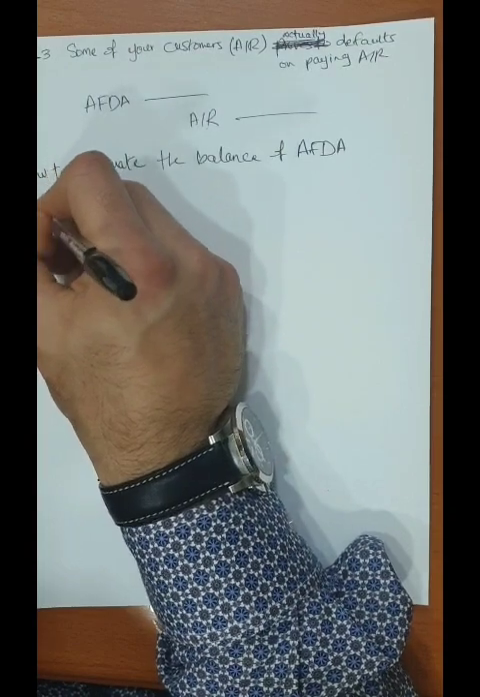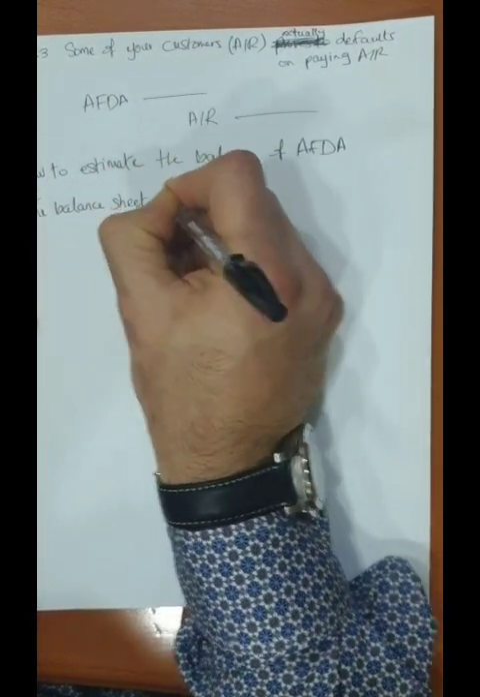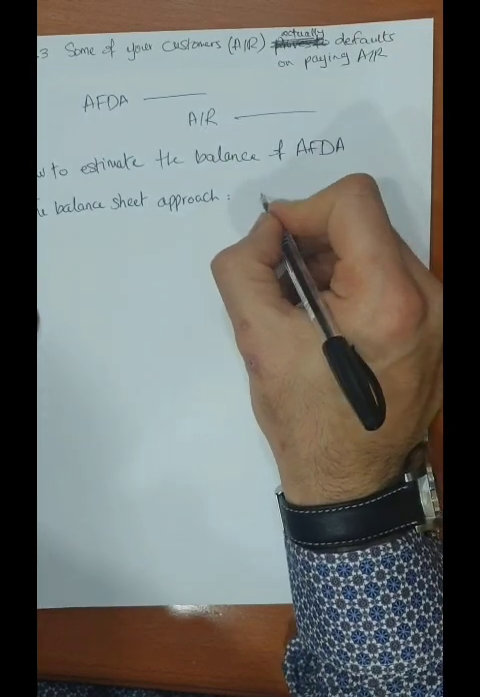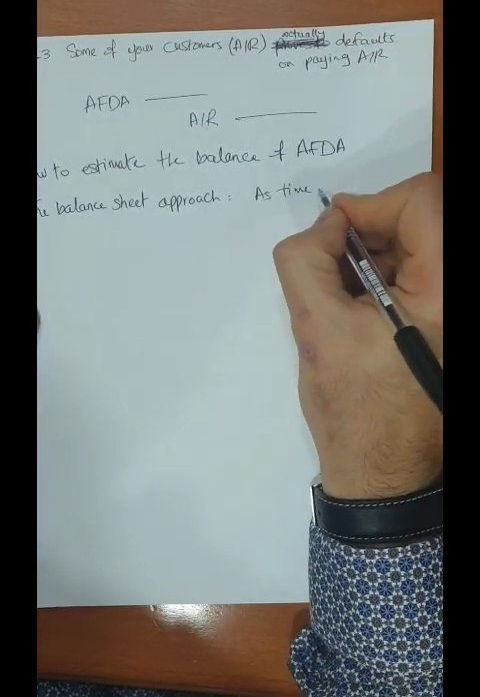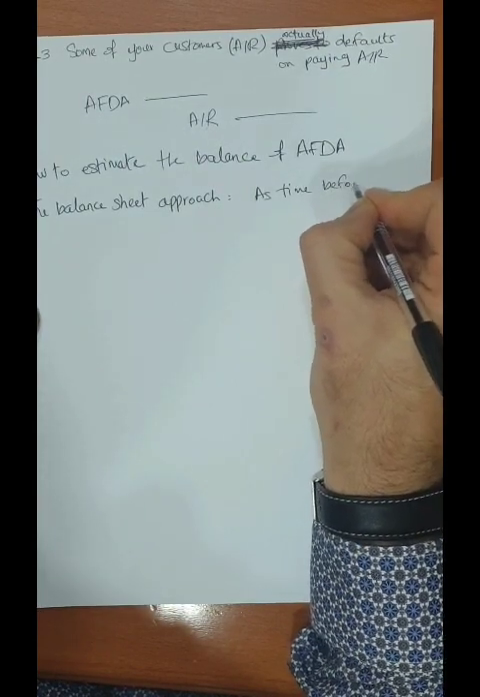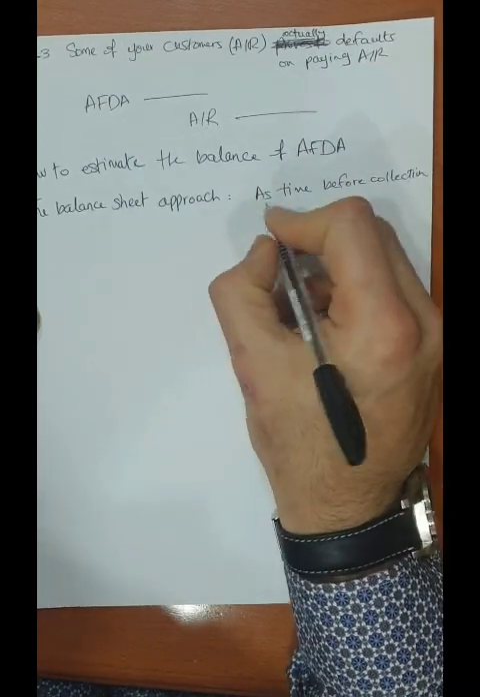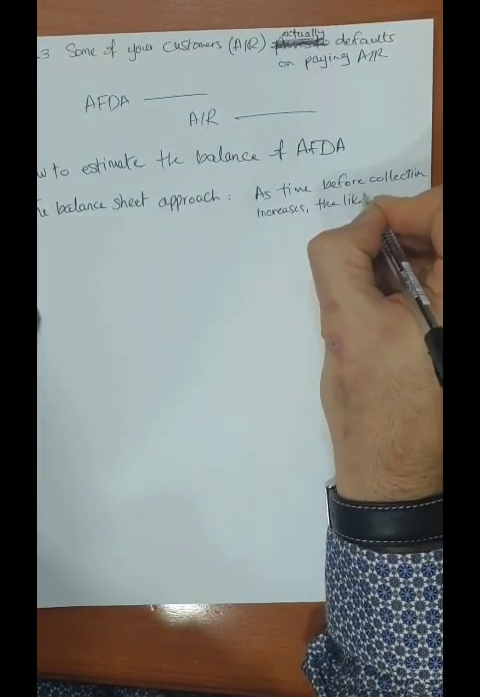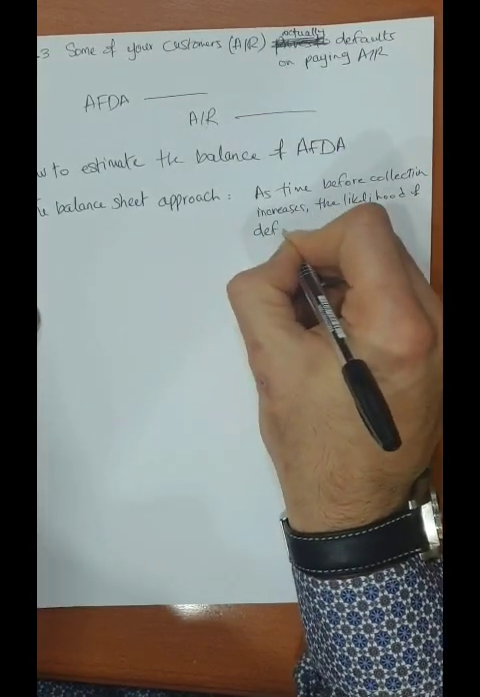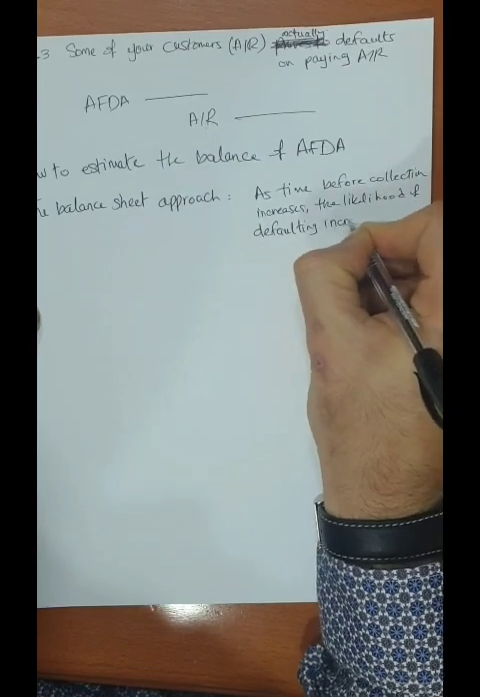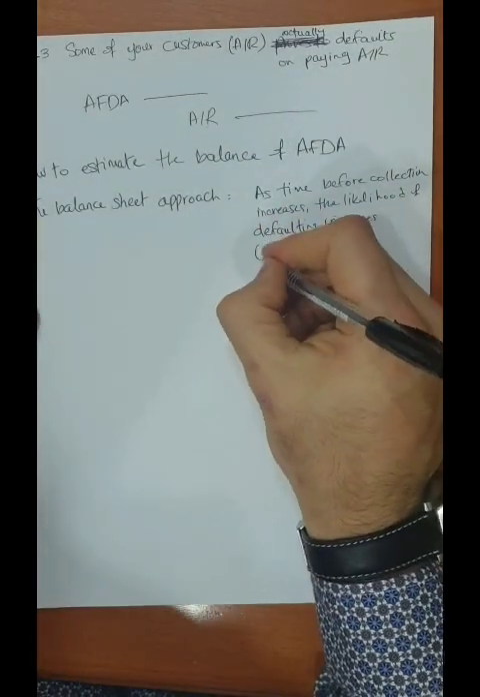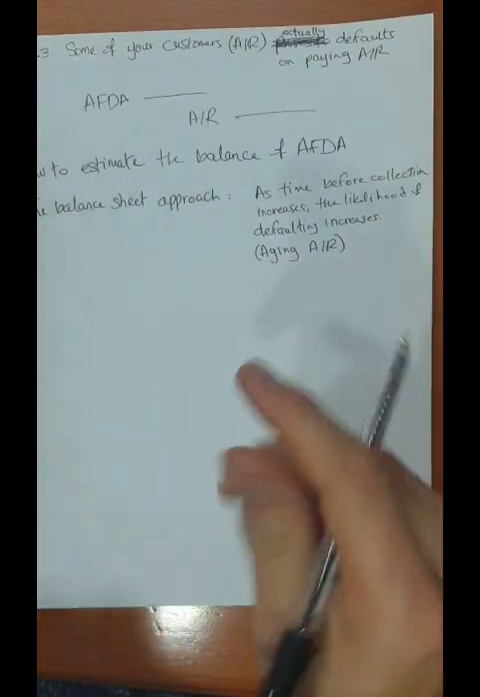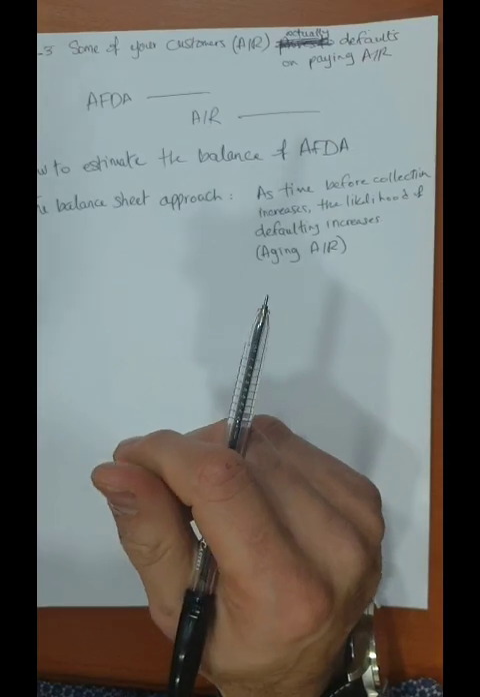The first approach is the balance sheet approach, and it's simply based on the assumption that as time before collection of the account receivable increases, the likelihood of defaulting on the payment increases as well. Okay, and this is basically called the aging of account receivables. So as the age of the account receivable increases, the probability of defaulting increases as well.